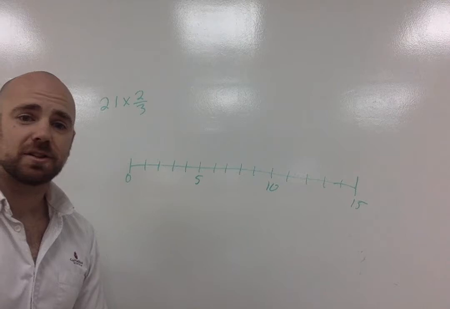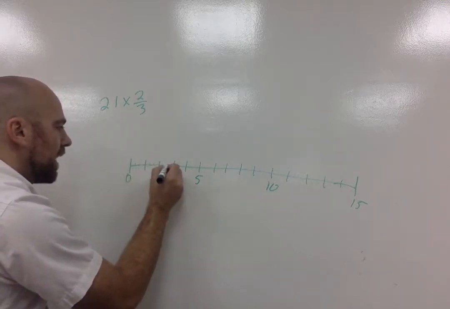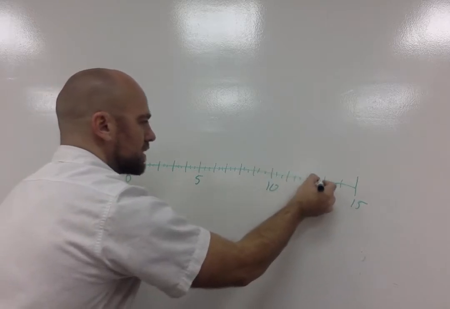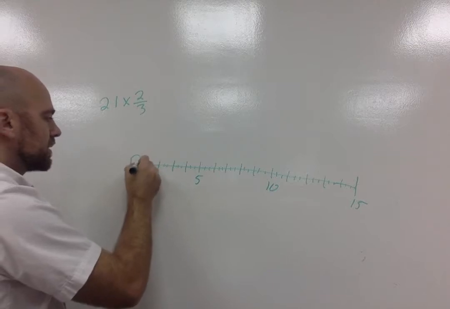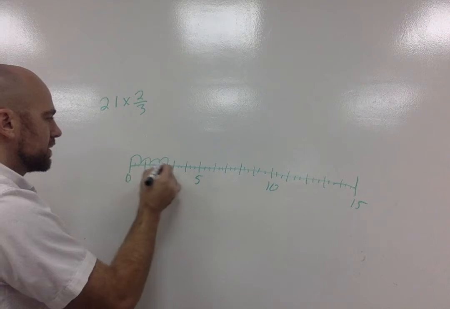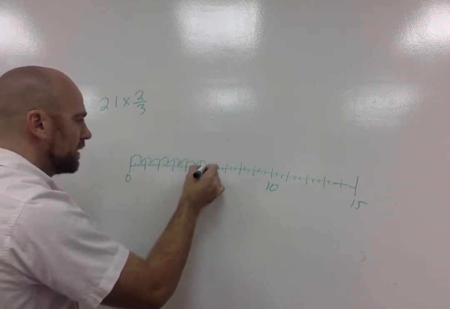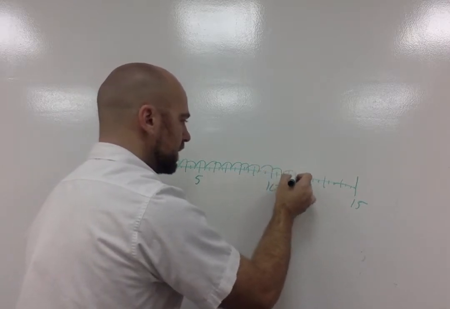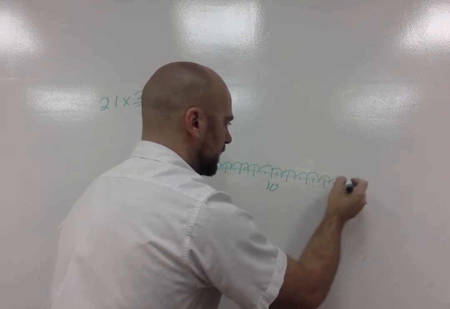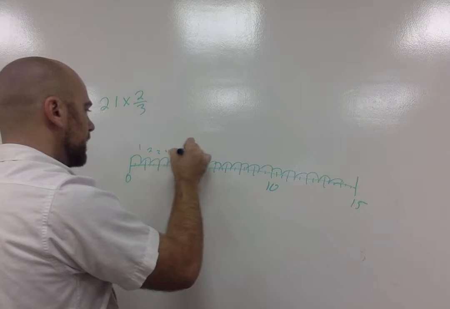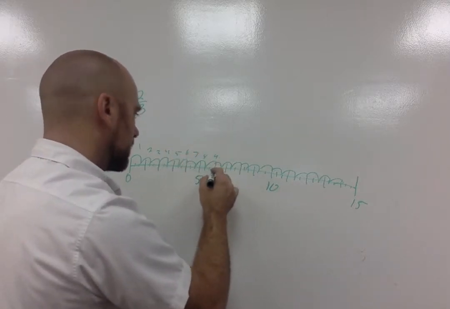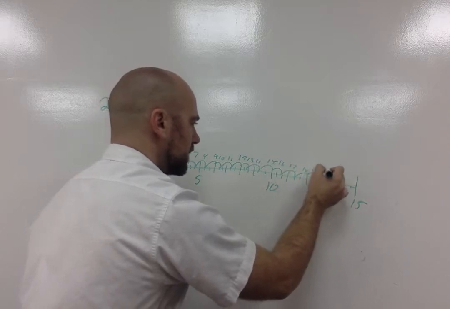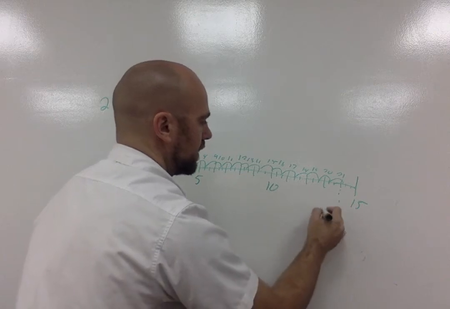All right, so what's going to happen is I'm going to have to jump 2/3. So in every single one of these, I technically have 2 little lines to break each of them up into thirds. Okay, so what's going to have to happen? I'm going to have to jump 2/3, that's 2/3, and then another 2/3, and then another 2/3, 21 times. So I'm ending right here at 14.